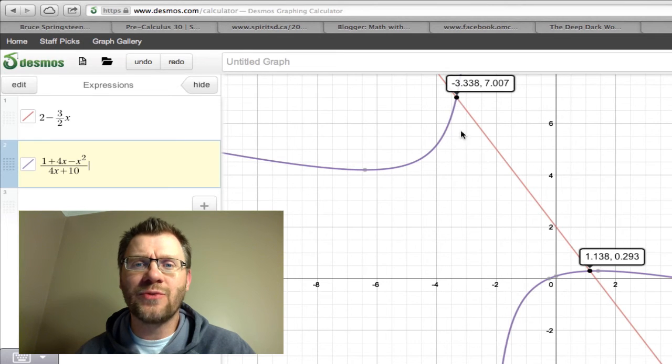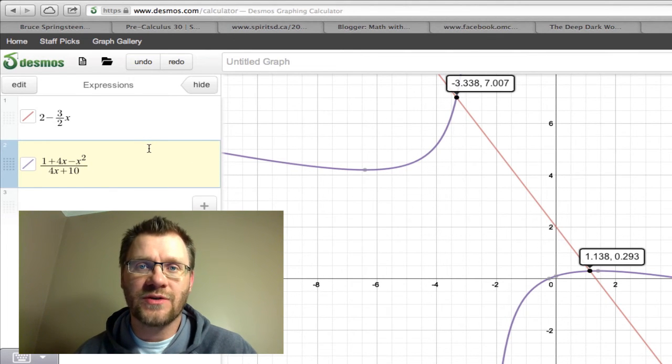Now, we have our 2 points of intersection, which we just found. The one point of intersection was 1.138. That was one of our answers when using the quadratic formula. And the other one was negative 3.338. So these were the two answers we found using the quadratic formula, which just shows that is the solution, or the answer, to our rational equation.